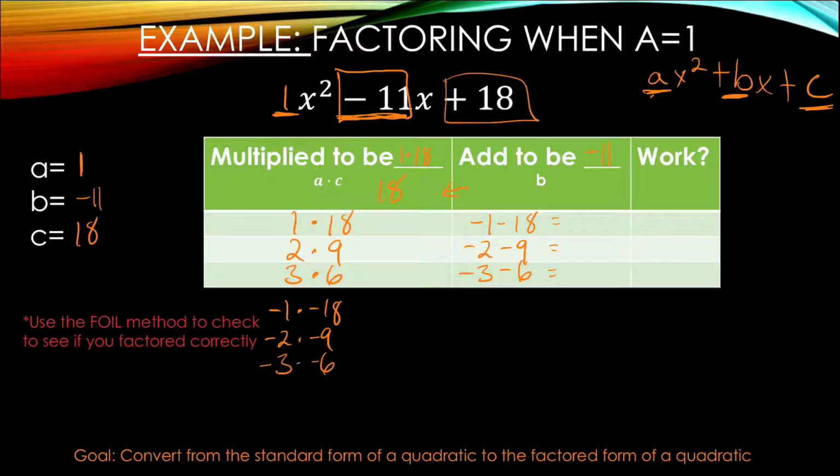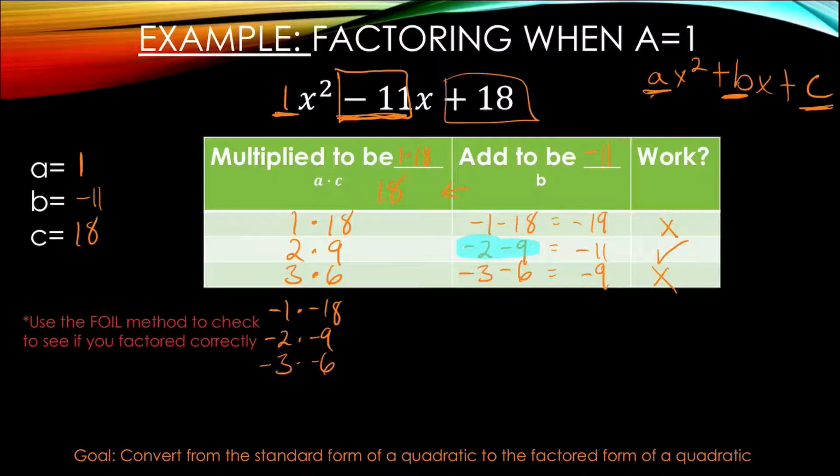I'm going to see what those equal. Negative 1 minus 18 gives me a negative 19. Negative 2 minus 9 is negative 11. And negative 3 minus 6 is negative 9. Do any of those work? Negative 19, is that negative 11? Nope. Negative 2 and negative 9? Yep, that's negative 11. Negative 3, negative 6? Nope, that's negative 9. So what I know is that negative 2 and negative 9 are my factors here.